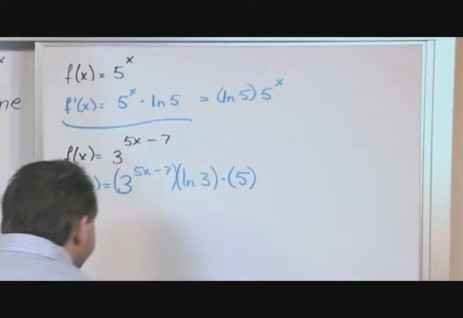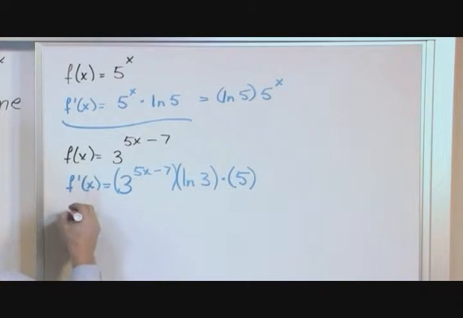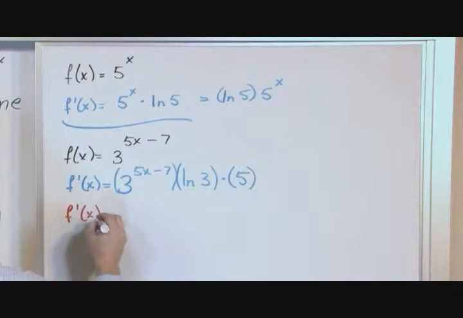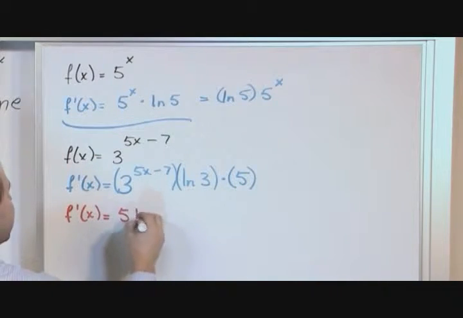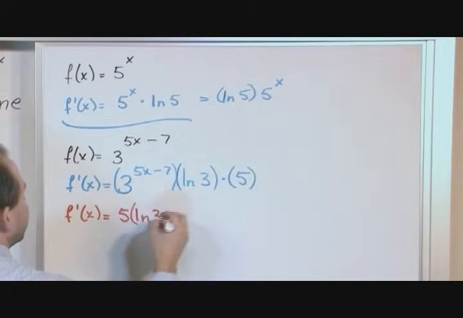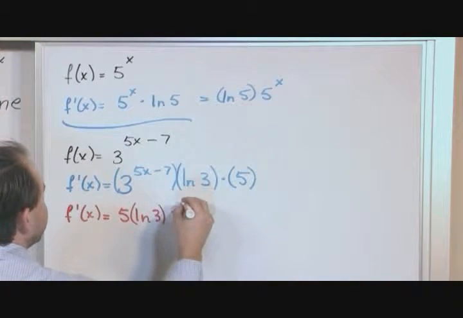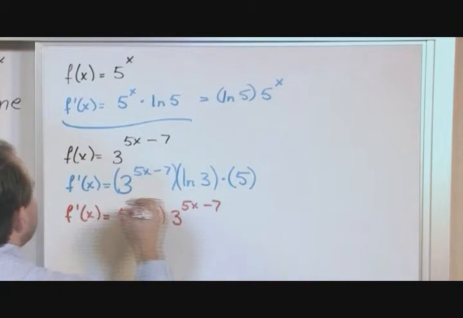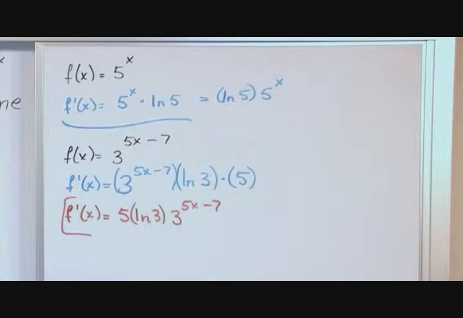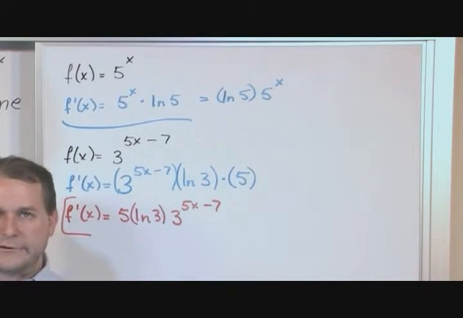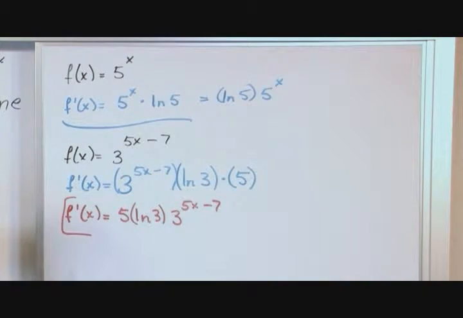So ultimately, this final answer, f prime of x, is equal to 5 times natural log of 3, let me go ahead and put parentheses around here to make it clear, times 3 to the 5x minus 7. And this is the final answer, 5 natural log of 3 times 3 to the 5x minus 7. Now, 5 natural log of 3 is just a number. I mean, that's just a constant. You can get out of your calculator once you take the natural log and multiply by 5. So you have a number out in front of this guy right here.